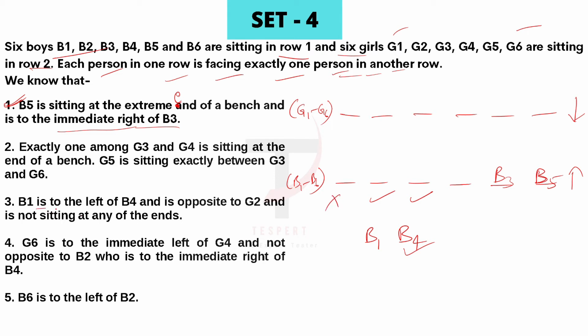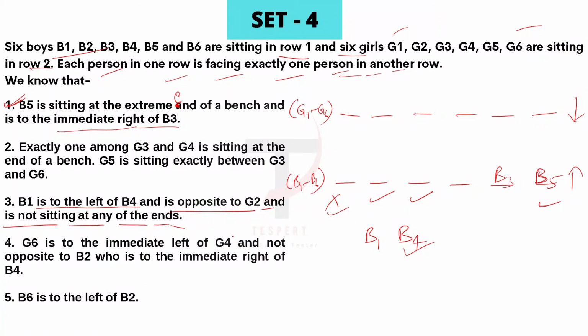B1 is to the left of B4 and is opposite to G2 and is not sitting at any of the ends. B1 cannot sit at this end. B1 can also not sit at this end. Either B1 must be here or here.